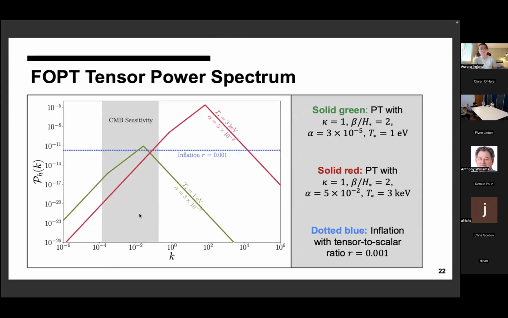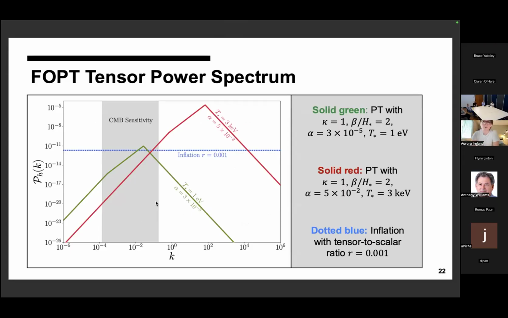So this is the equation I showed, just plotted for two benchmarks. And these are the benchmarks that I'm going to focus on for the remainder of the talk. So here, the green one, the T star is kind of just a proxy for time. So this is something that's occurring in the dark sector. I mean, you can't do this in the standard model at 1 eV. There's so many constraints. So it necessarily has to be occurring in a dark sector, but it's going to be occurring at a time that corresponds to T star of 1 eV in the visible sector.